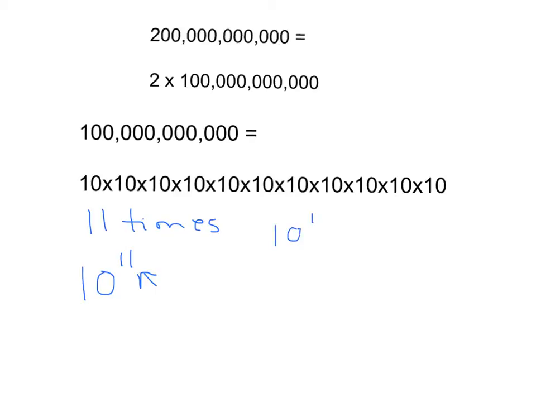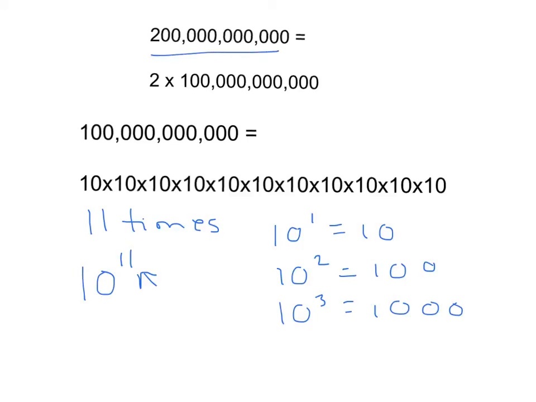So 10 to the 1 is just 10. 10 to the power of 2, you multiply 10 by itself 2 times and you get 100. 10 to the 3, you get 1,000, and so on. So if we take 200 billion, we can represent that as 2 times 10 to the 11th power, or 10 multiplied by itself 11 times. And this is 200 billion written in scientific notation.